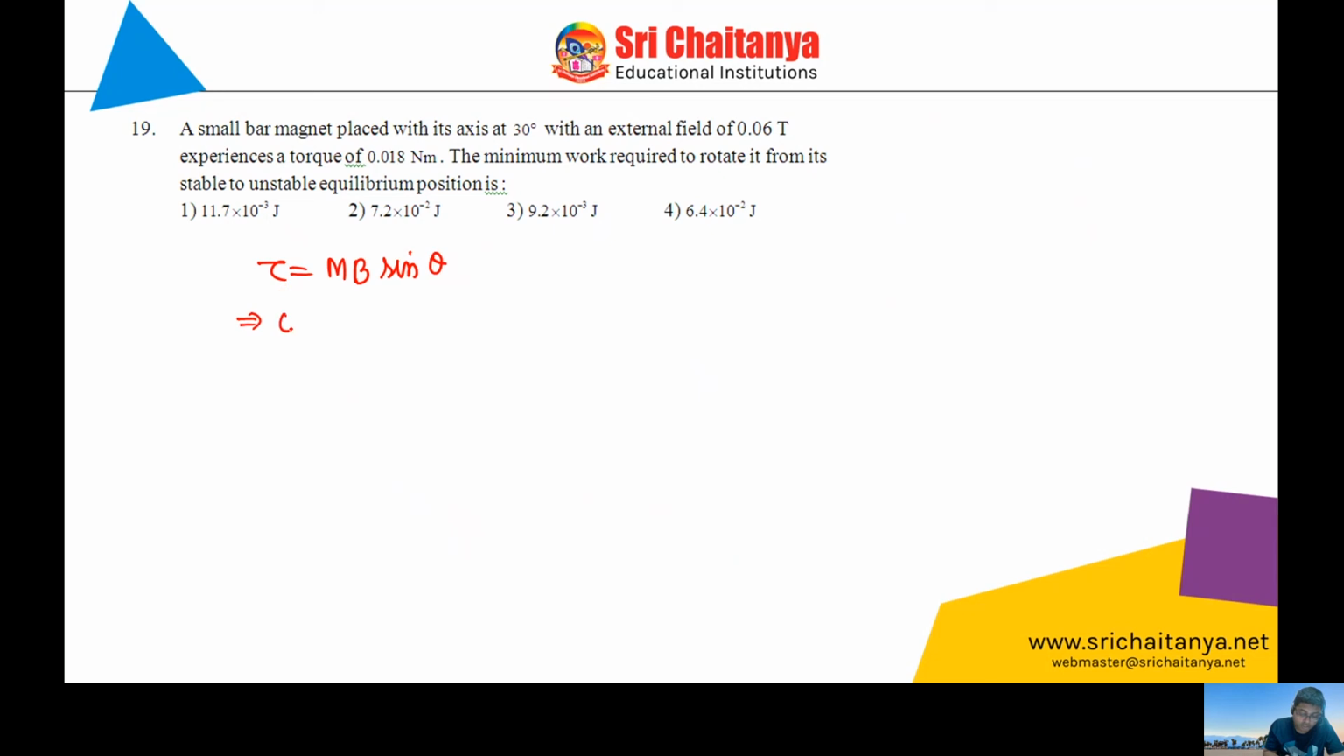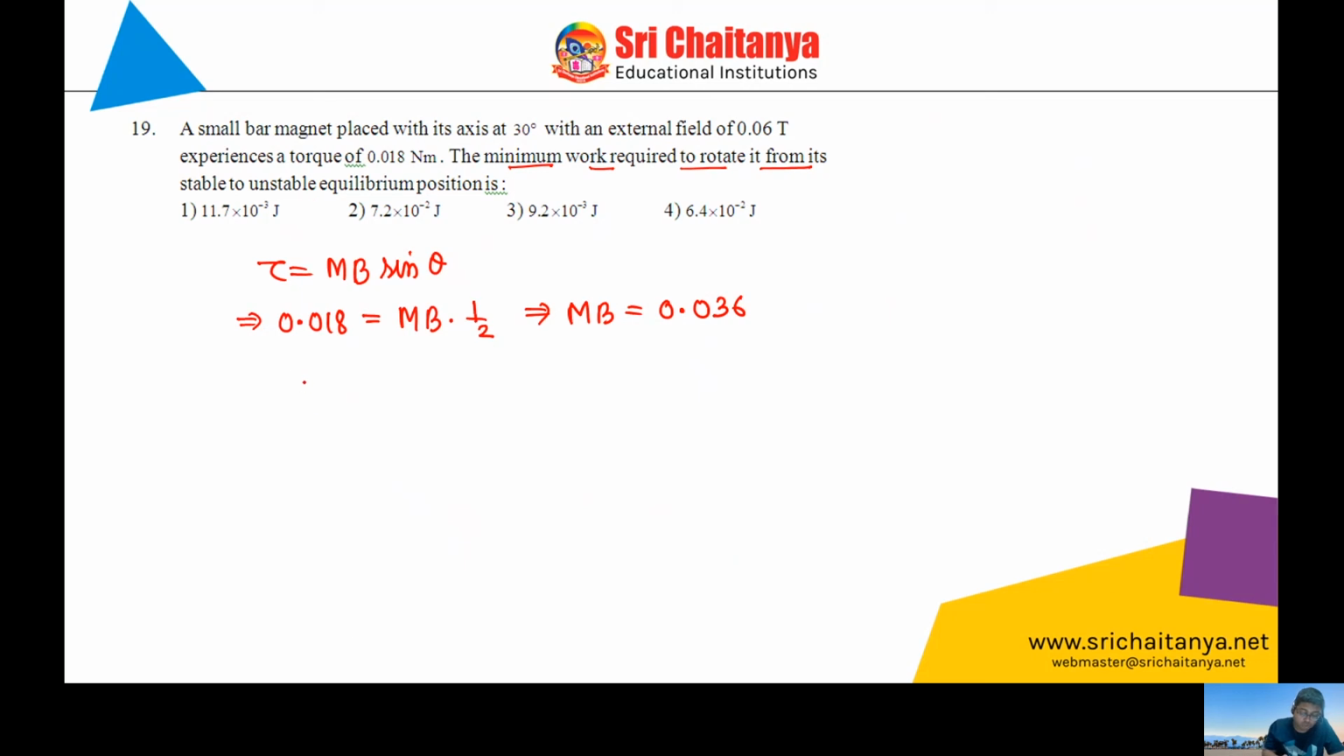That is 0.018, and that is equal to mB sine theta. Theta is 30°, so sine theta is 1 by 2. So mB here we have got as 0.036. That is the first thing, and then we are required to find the minimum work required to rotate it from its stable to unstable equilibrium position.